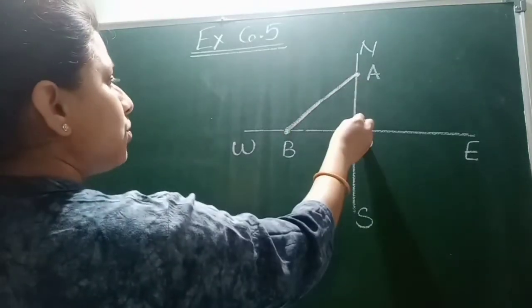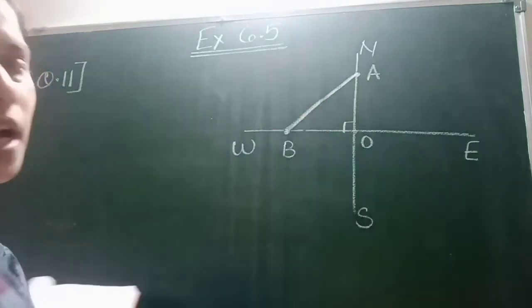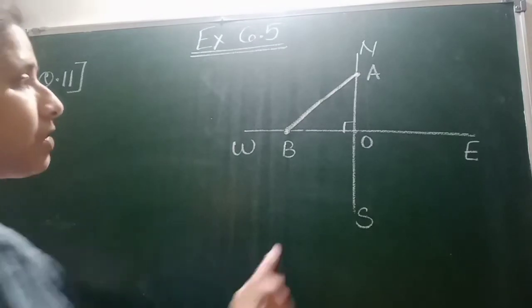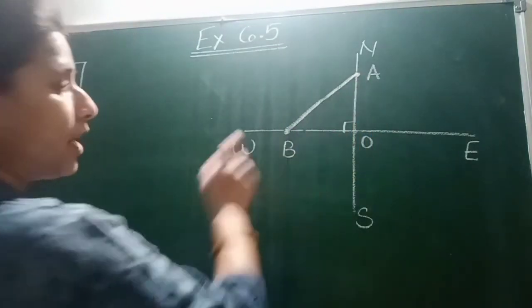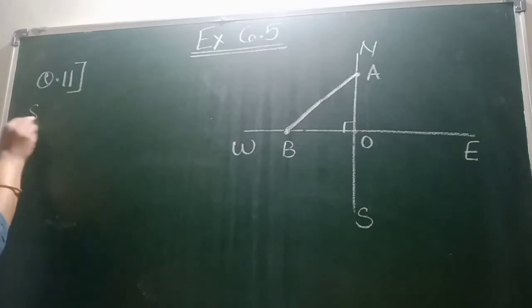As you can see here, student, this is your right angle triangle. Obviously we will apply the Pythagoras theorem because we have to find the hypotenuse. Before that, first we will find the distances OA and OB with the help of speed. And what is given here? Speed.